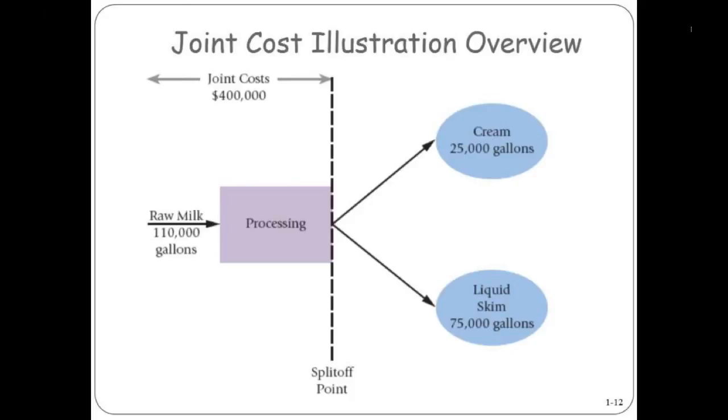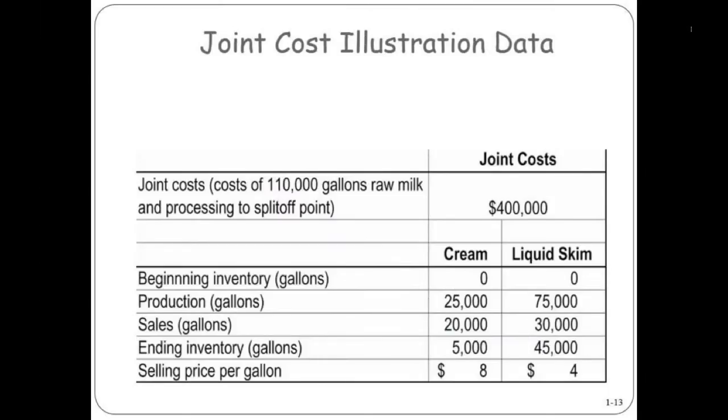At the split-off point, cream has a value right away, as does skim. So you can do the net value at split-off point. You produced 100,000 gallons in total. You sold 50,000. You have inventory of 50,000. And your selling price for cream is $8 a gallon, and for skim is $4 a gallon.